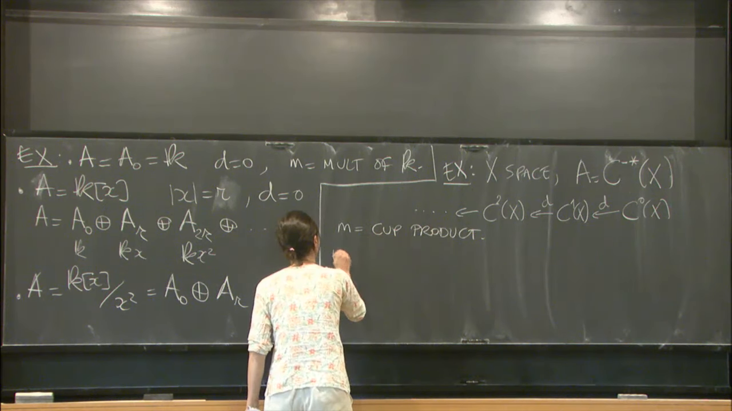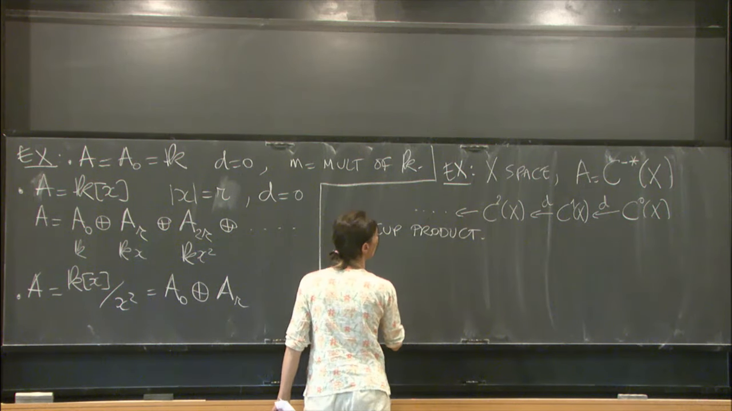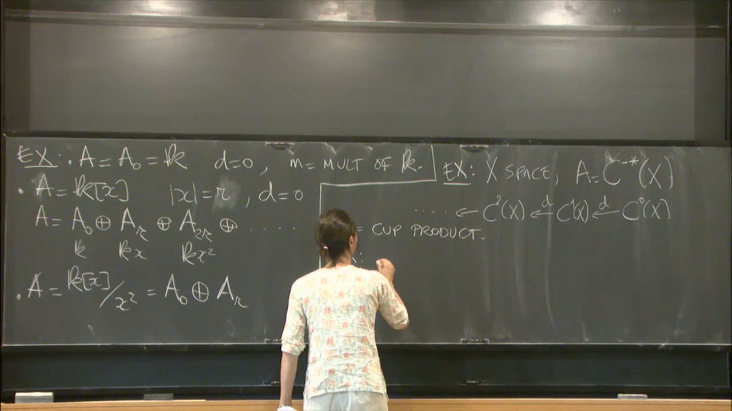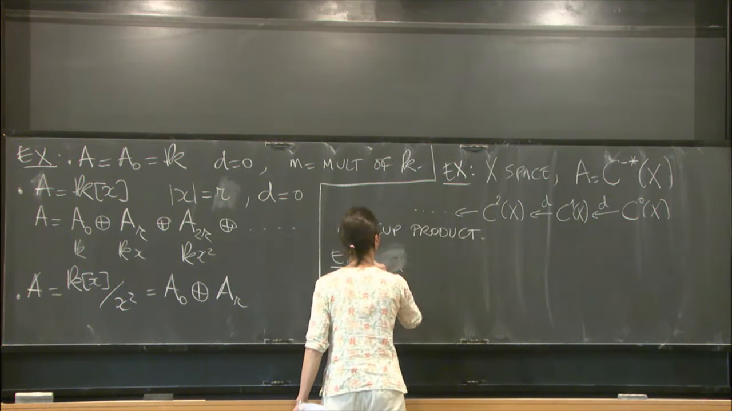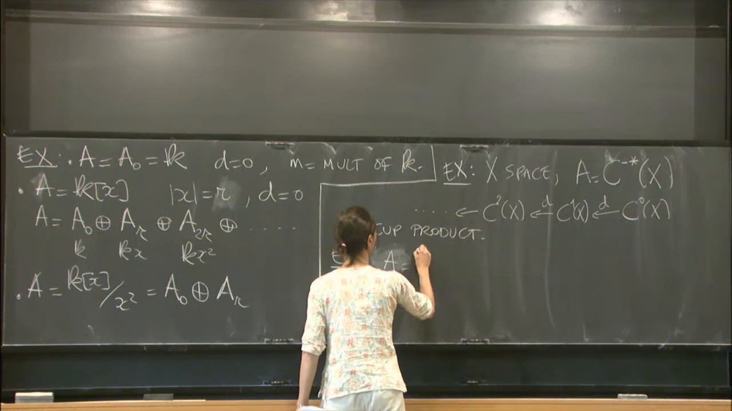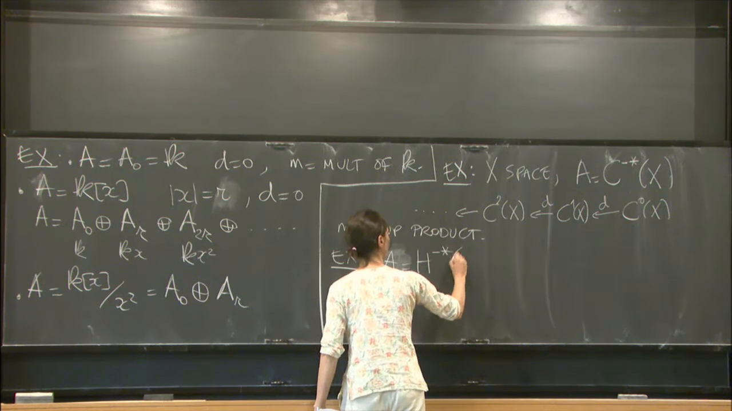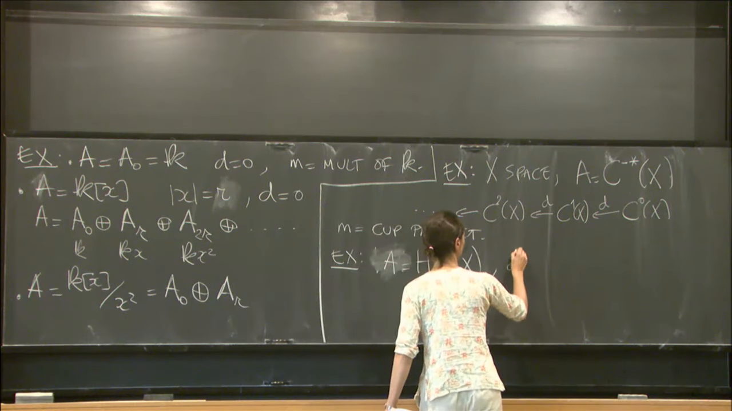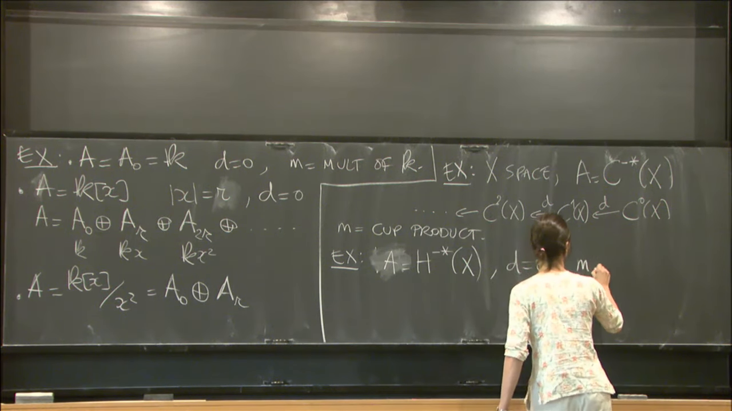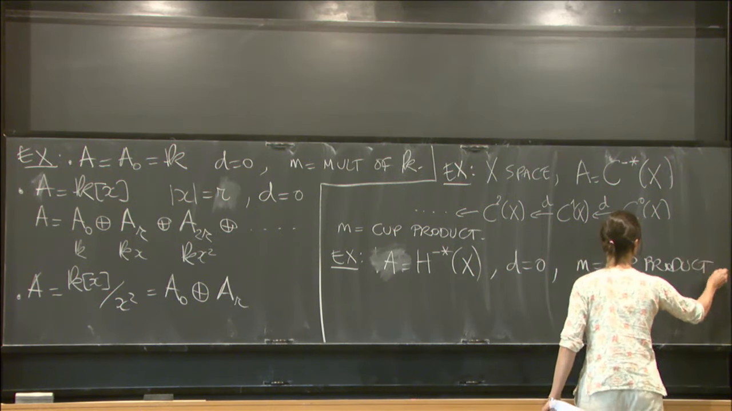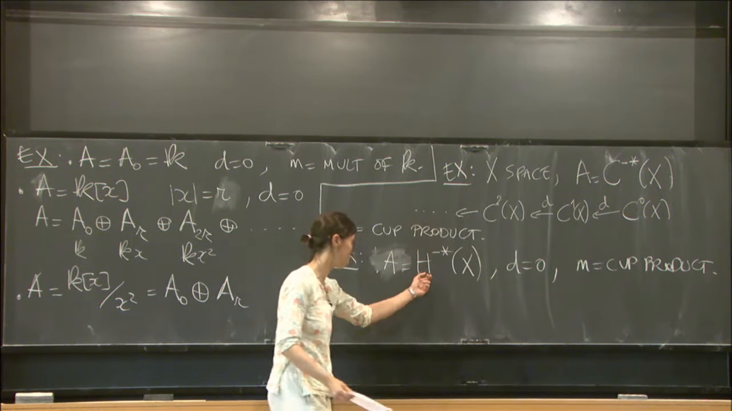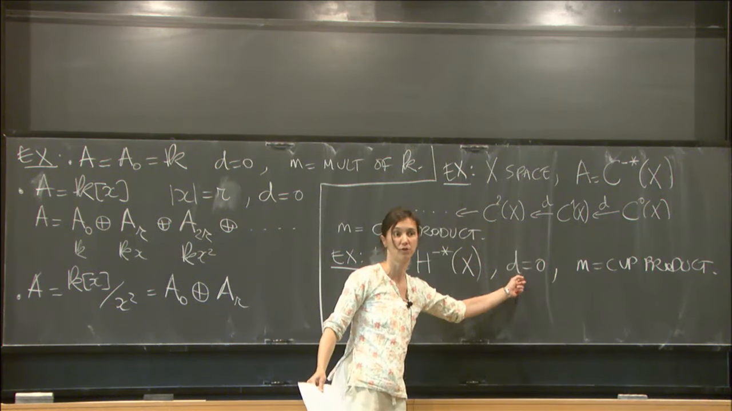And I also want this one because it will also show up. So I could also take the cohomology of X. So A is now the cohomology, again with minus grading, of X. And again, the differential is 0, and the product is the cup product. The cup product is also defined on cohomology. This is now just a graded algebra. The differential is trivial.